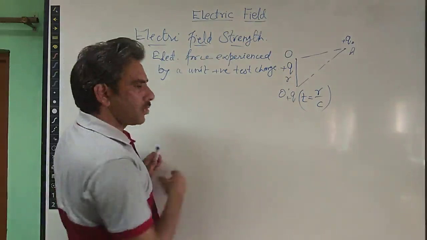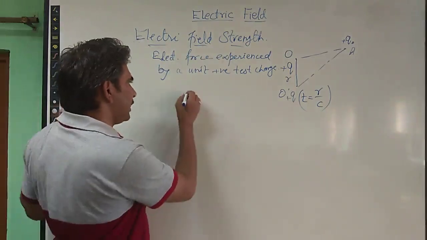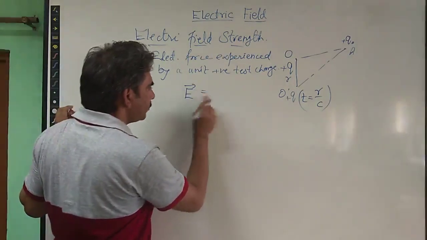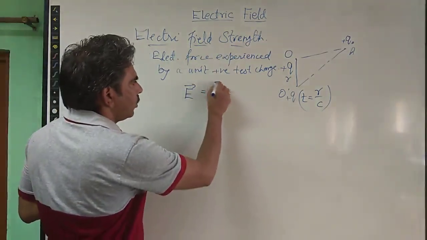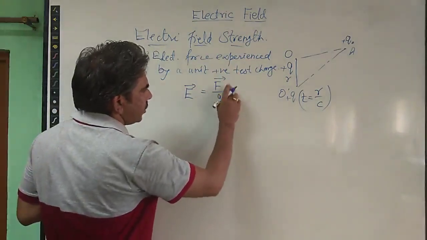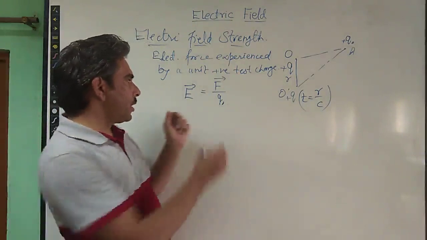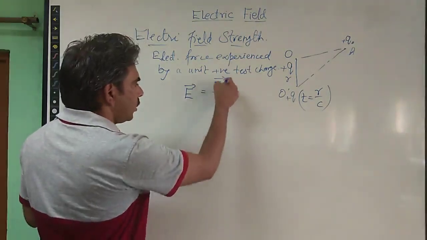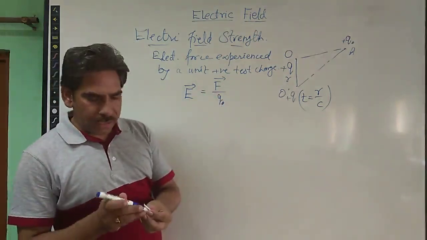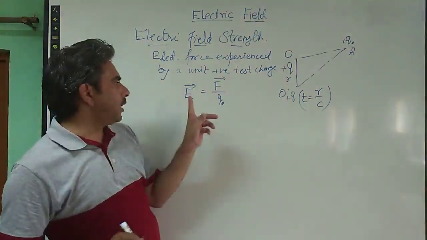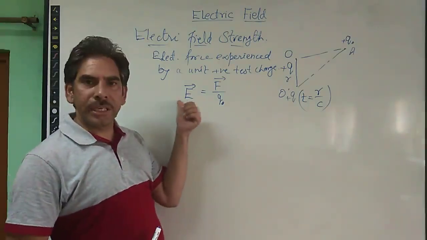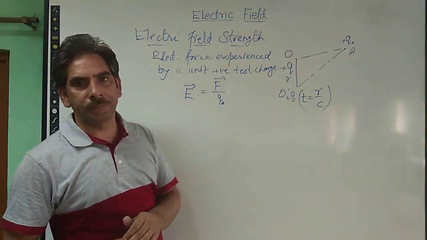So electric field strength is denoted by E. We write it as the electrostatic force experienced by a unit positive test charge. I am taking the test charge to be Q0, so it is a unit positive test charge. This ratio of electrostatic force per unit test charge is called the electric field. We simply need to know this. We need not know what charge is creating this much of electric field.